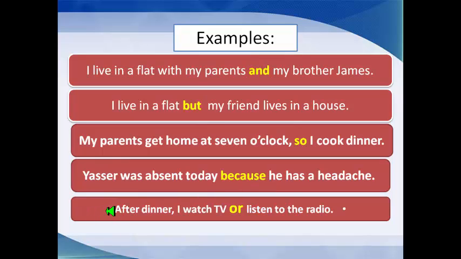The last sentence is: after dinner, I watch TV or listen to the radio. Watch TV or listen to the radio. So this is an alternative. The radio, an alternative to the TV.